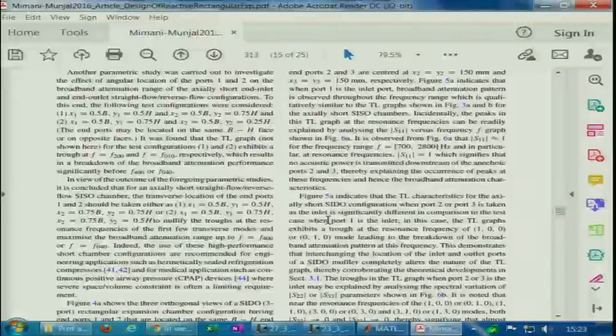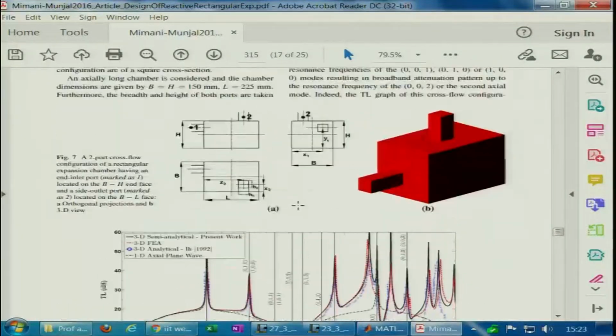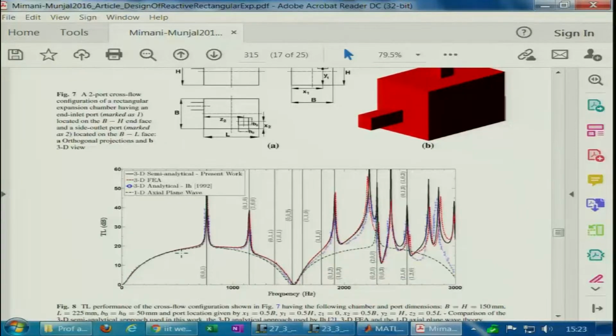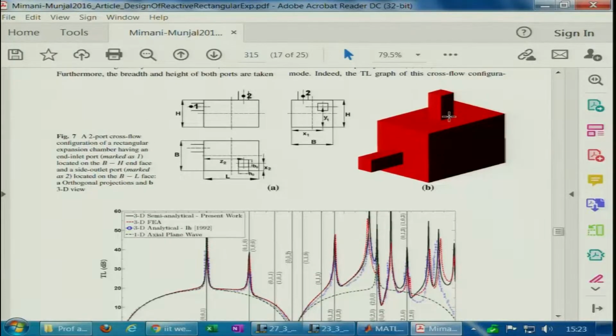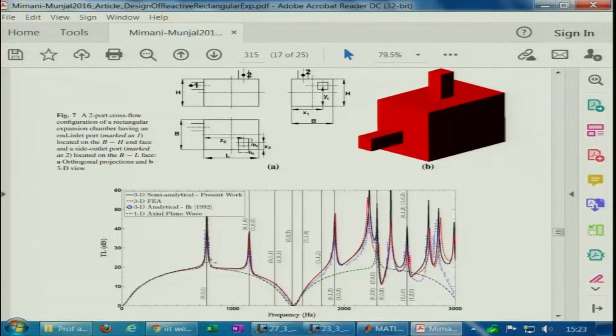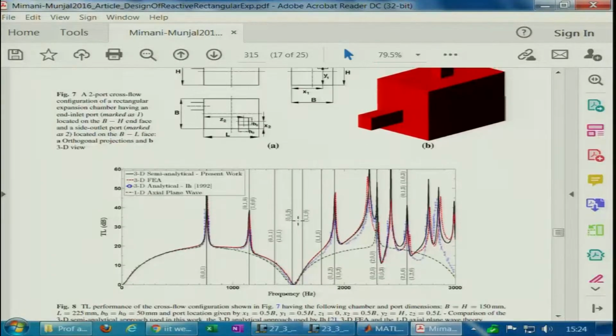So how are we going to get a broadband transmission loss? I will probably show you some results, maybe run a couple of codes. For an end inlet and a side outlet, if the side outlet port is located at L by 2 along the z axis, we can nullify the first axial trough, and if the center of the port is at x is equal to 0.5 b and y is equal to 0.5 h, 0 1, 0 1, 0 0 mode can be suppressed also. But then this is going to fail at the second axial resonance peak.